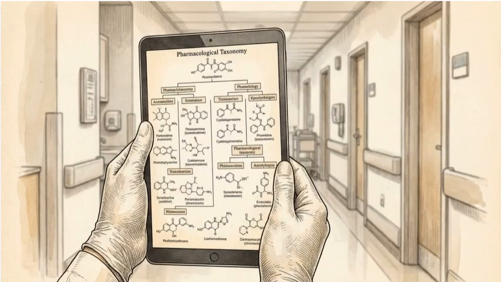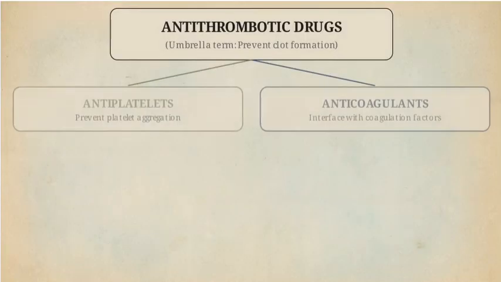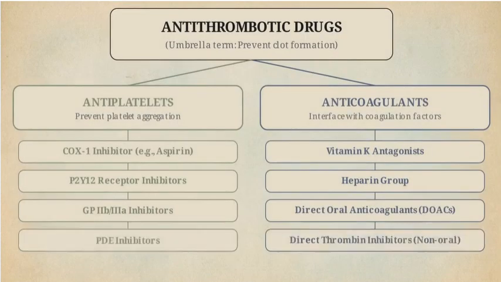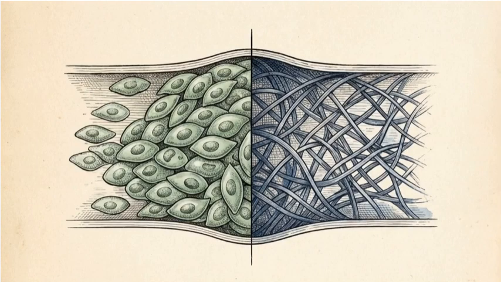Managing a clot requires moving past generalized lay terminology. Safety depends on a precise taxonomy where every drug is categorized by its biological target. This taxonomy is structured to map perfectly to the body's natural two-step process of hemostasis.